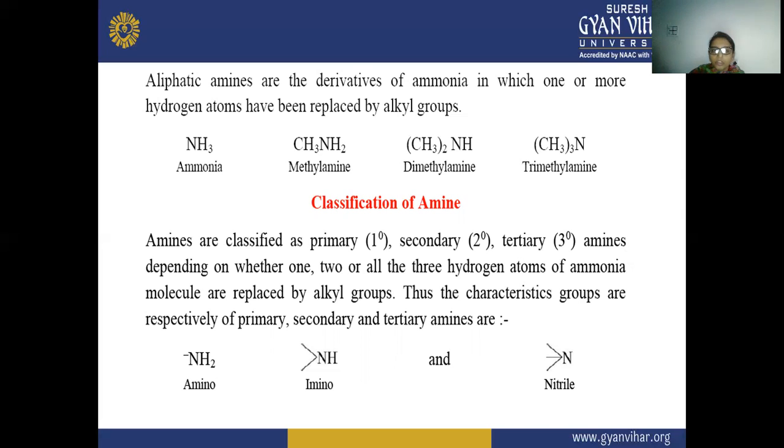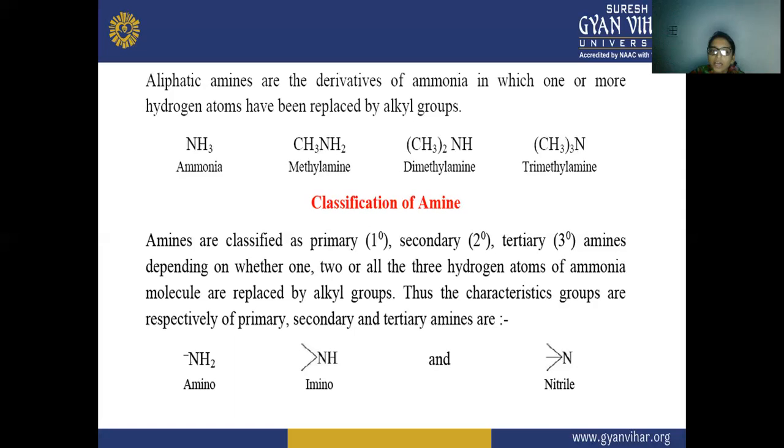So firstly, you can see here the structure of ammonia. Secondly, methylamine, that is CH3NH2. Third, dimethylamine, (CH3)2NH. Then trimethylamine, (CH3)3N, in which no hydrogen atoms are attached to the nitrogen. So this shows that aliphatic amines are the derivatives of ammonia in which one or more hydrogen atoms have been replaced by an alkyl group.